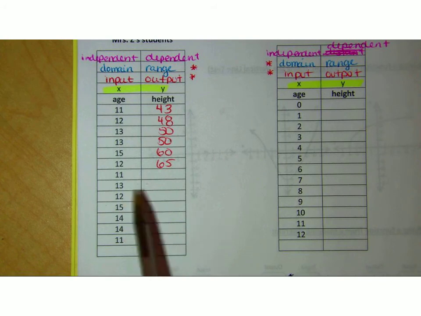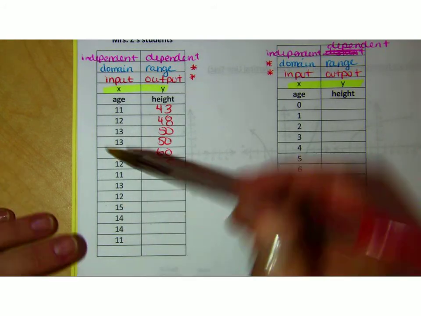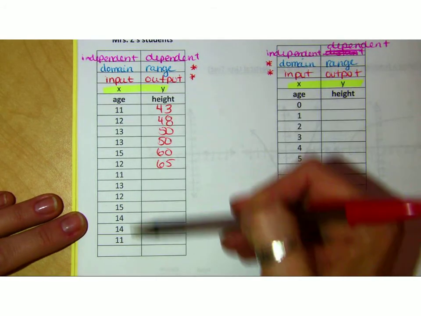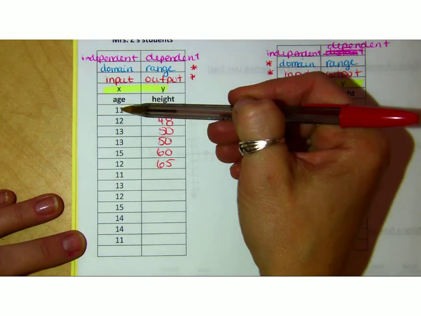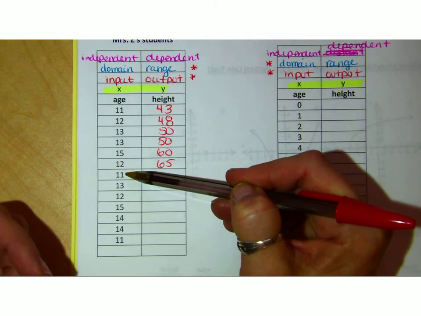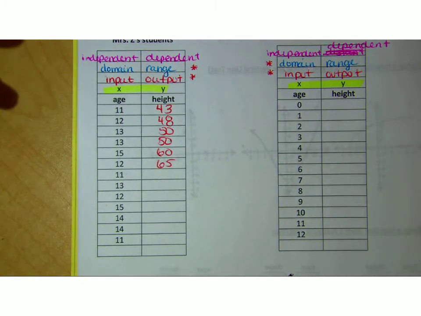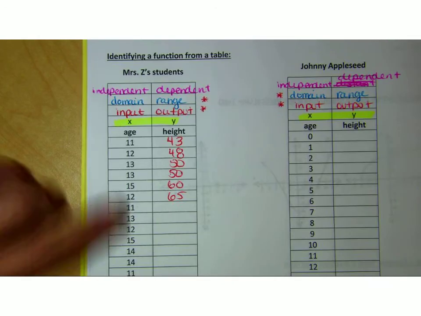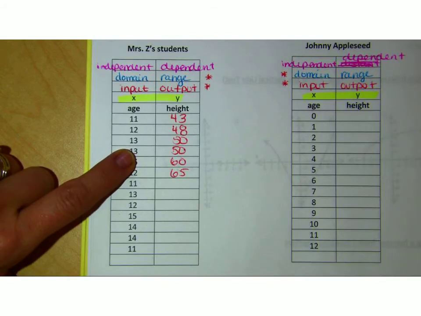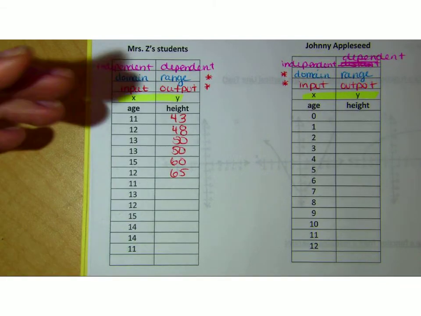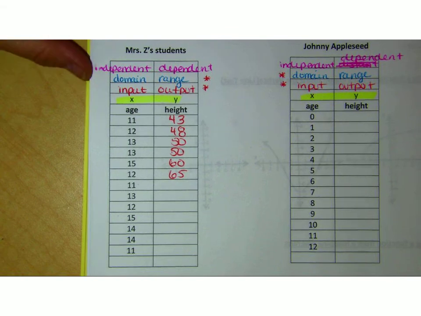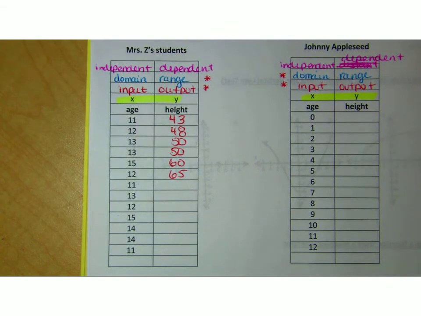No, not really. I have a bunch of different kids, and I have more than one kid who's 11, or more than one kid who's 12. No big deal. But guess what? This table does not represent a function. This table is a relation, okay? So a relation is like a correlation. Do you know what correlation means? Correlation means there's a relationship between.